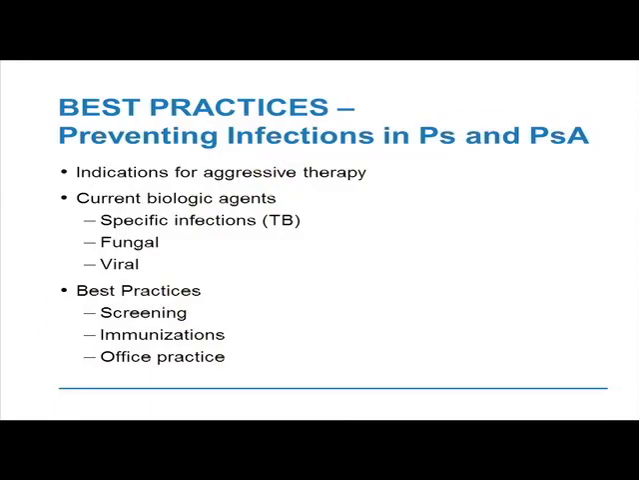I'm going to break this into three parts. I'm going to talk about indications for aggressive therapy, then I'm going to talk about biologic agents and certain key comorbidities such as infections with TB, fungi, and viruses, and then we're going to talk about some best practices that might help us in dealing with our patients.